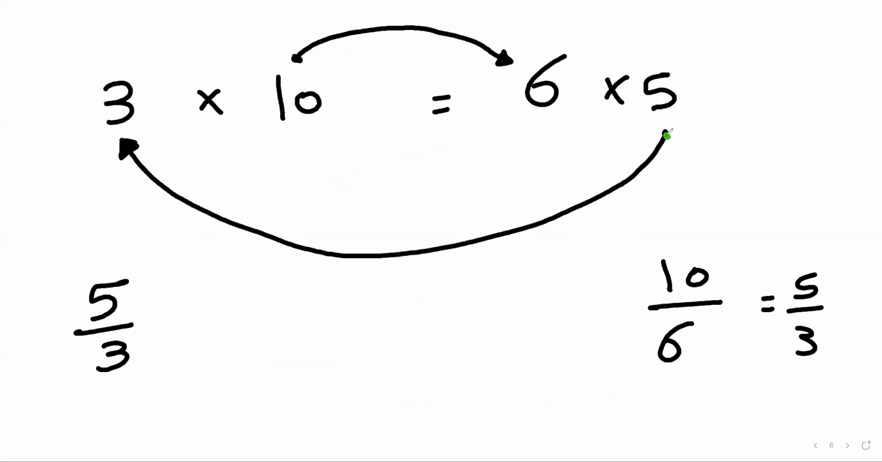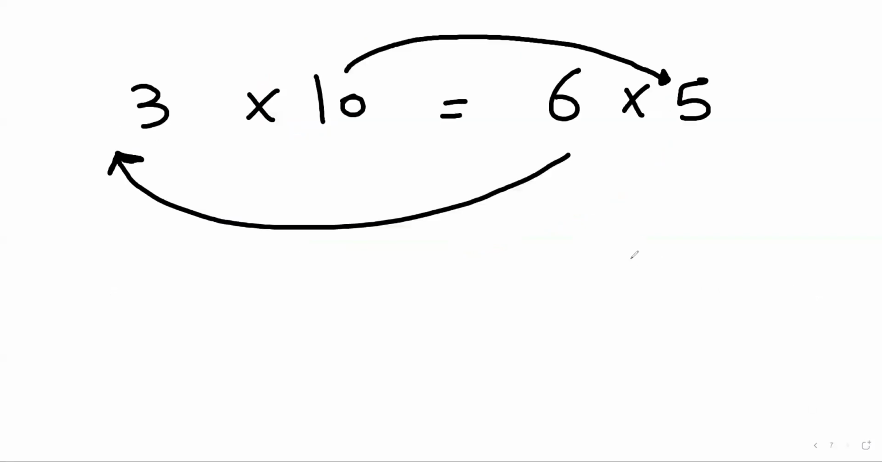If I asked you to find 5 over 6, go to 5 over 3, and don't return alone. Take 10 with you. So it's 10 divided by 6. And if you simplify 10 divided by 6, you'll get 5 over 3. Okay?